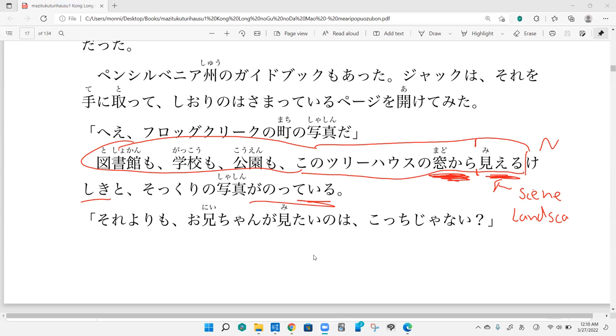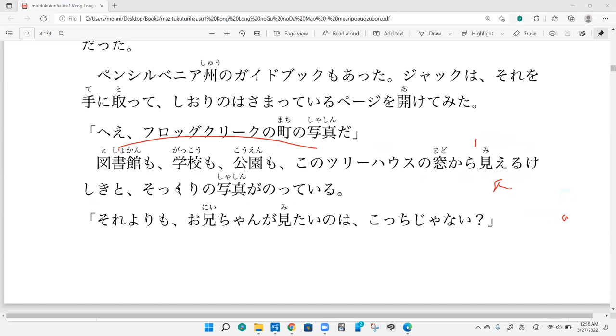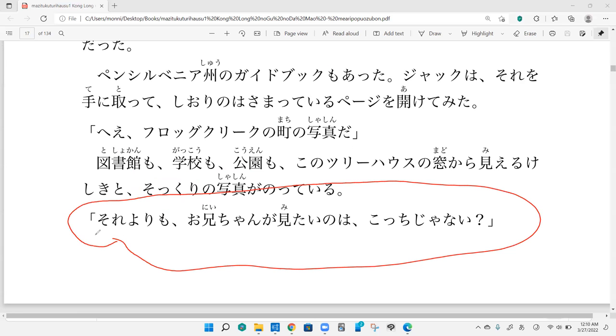What does madokara mean? Madokara. So from the window. Yes, how about mieru? So the ability to see. Perfectly. The keshiki you can see from the window, such as the park and the school and all that stuff, is depicted in the picture, and it looks exactly the same. You can see Henry in the picture. And with this right here, we'll be fully caught up to where we were last time.